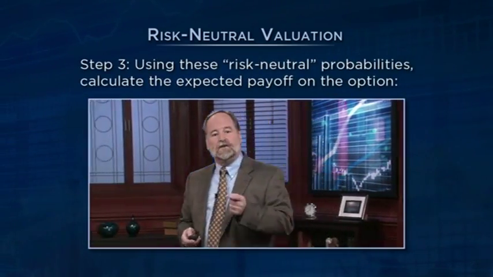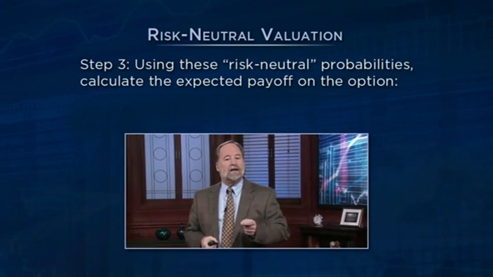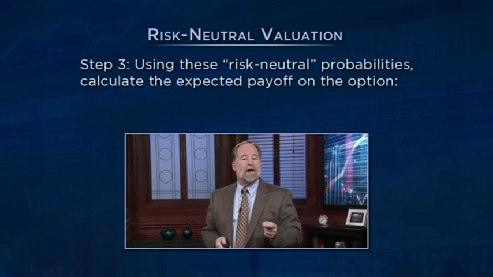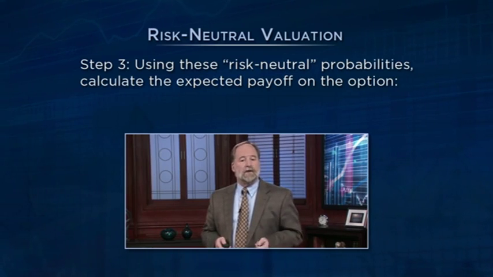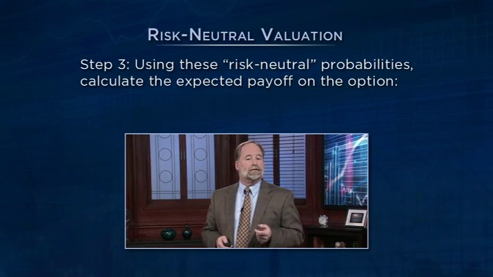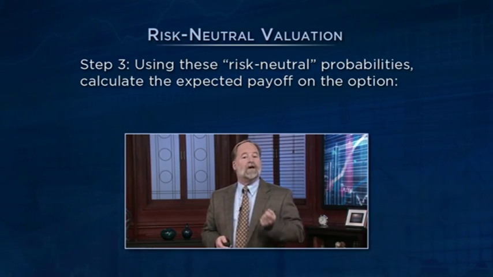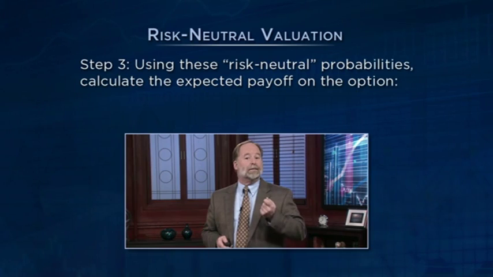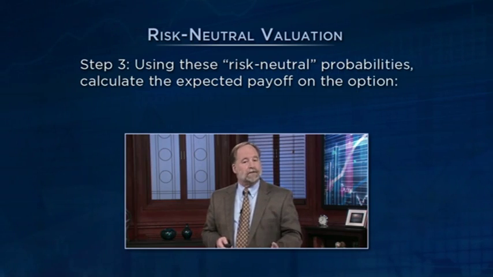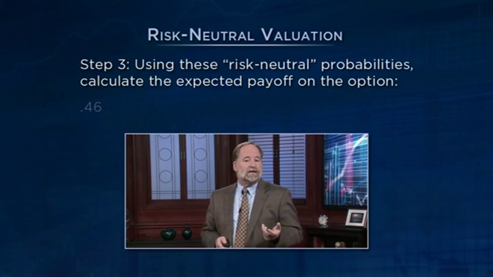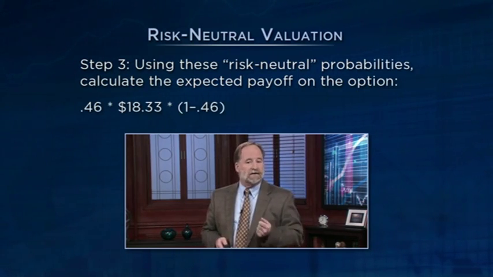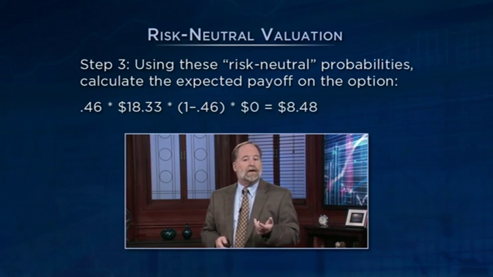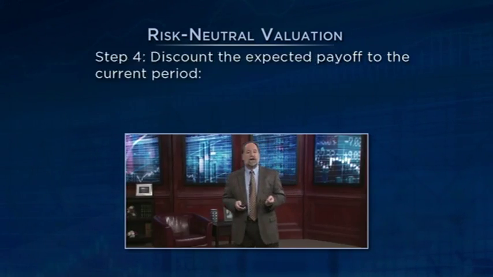Step 3 is using the risk-neutral probabilities, calculate the expected payoff on the option. So what are the two possible values the option could be at expiration? Either 1833 or 0. Take the probability of up multiplied by the value in the up state. Take the probability of down multiplied by the value in the down state. So take the 46%, multiply that by 1833, then take 1 minus the 46%, multiply that by 0. What do we get? We get $8.48.